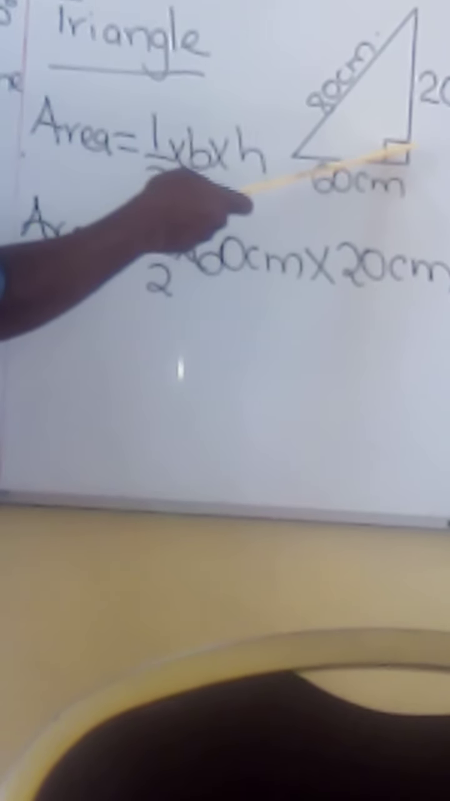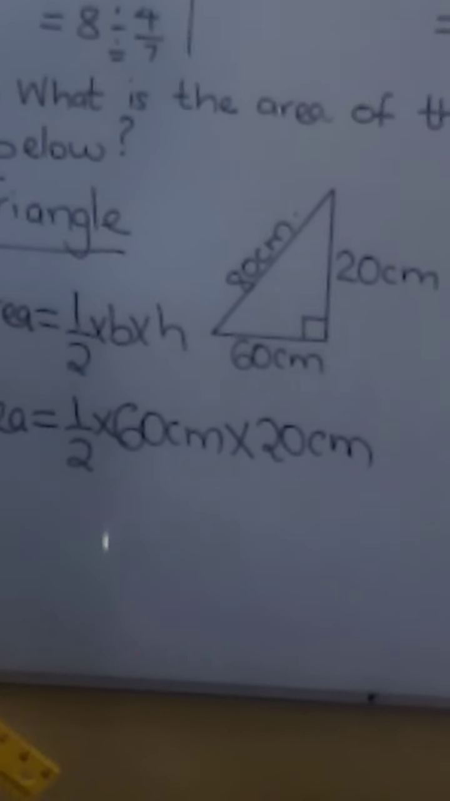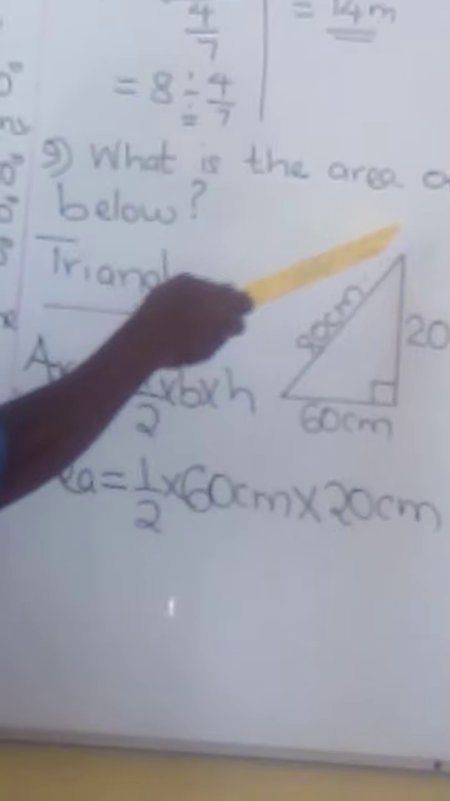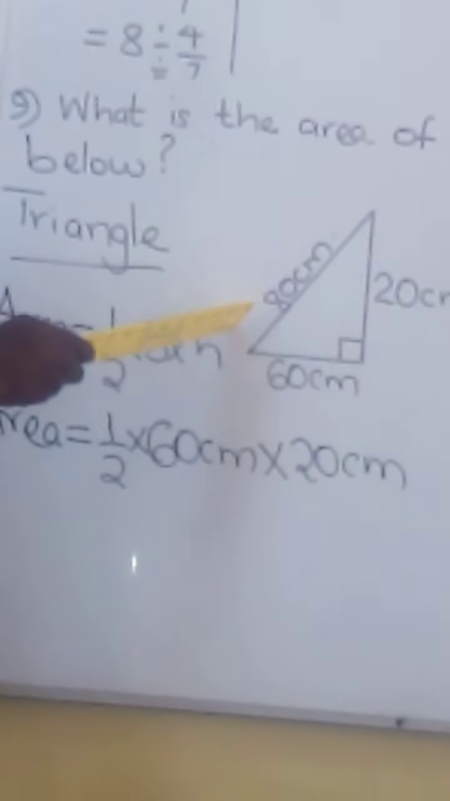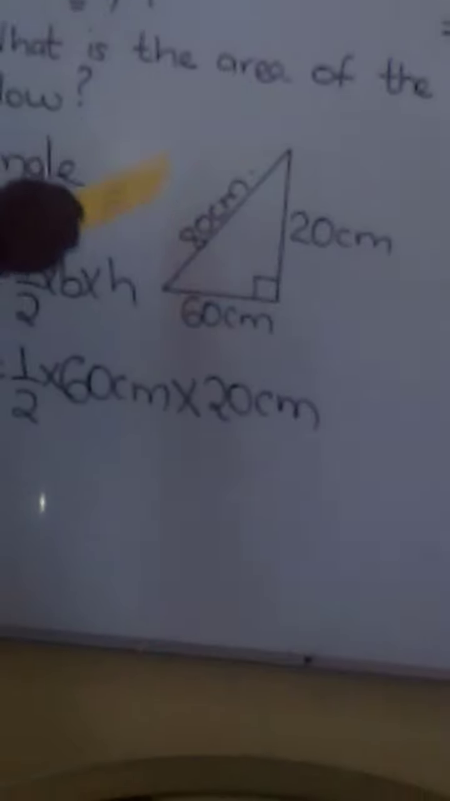The base and the height meet at a right angle. In other language, we say they are perpendicular to one another. So this 80 centimeters is called a diagonal. So it's not a height and it's not a base. It's just put there to distract or confuse you.